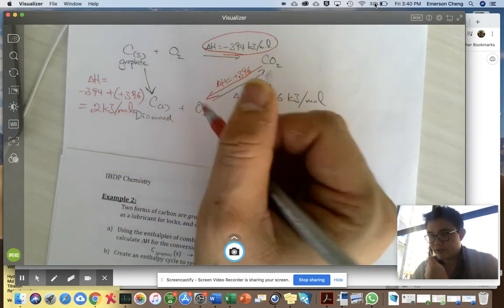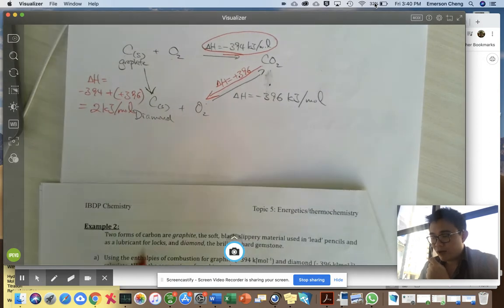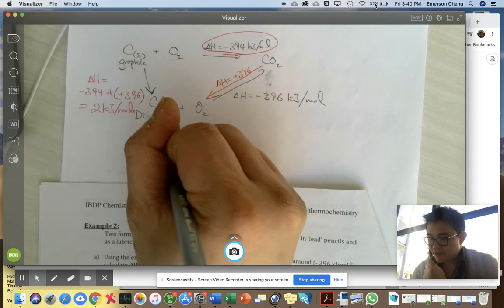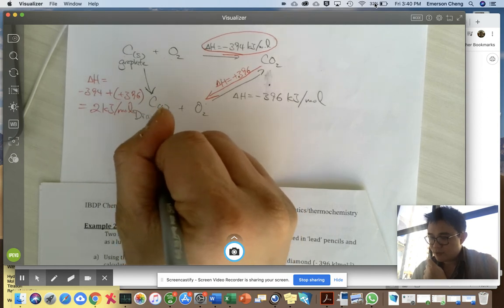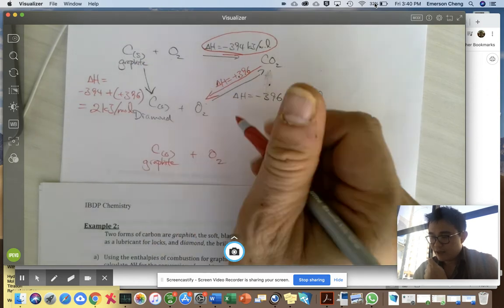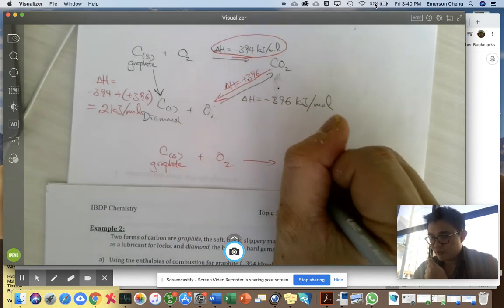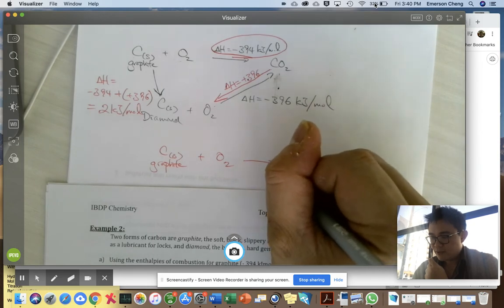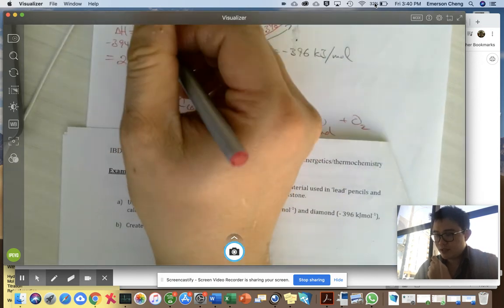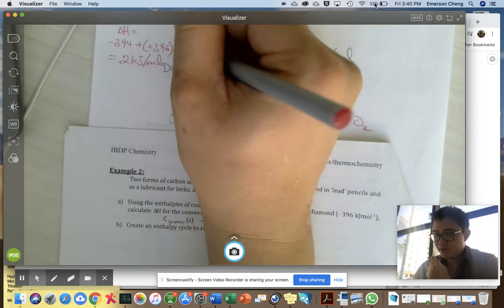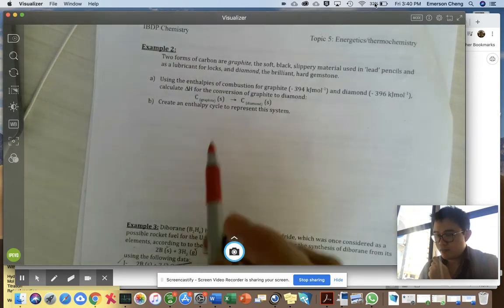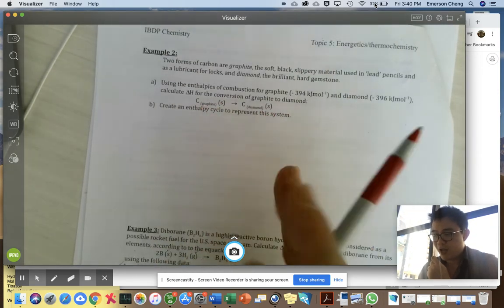What's the deal with this oxygen? If you write on the side, horizontally, you don't have to, but it helps you keep track of what's going on. You're talking about this reaction, because that's what you have here. Isn't this not the same as this one? You just want graphite to diamond, right?